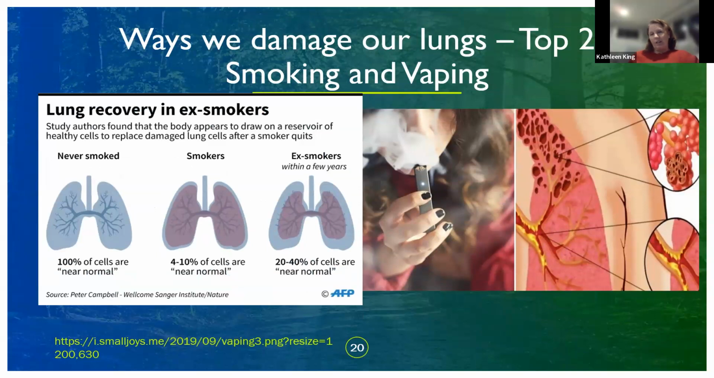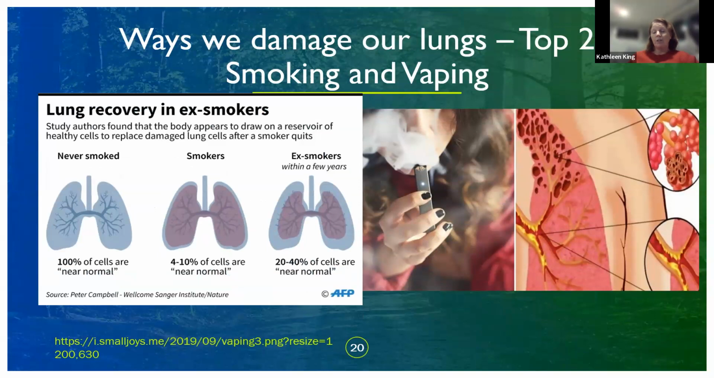Ways we damage our lungs. This should not be news to anybody, but I put it in here because I think it's critical that we make an obvious connection. Smokers. Smoking is bad, vaping is bad. Does two different things. Smokers kill cells differently than vaping does.